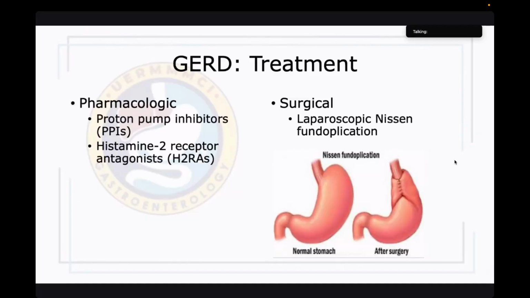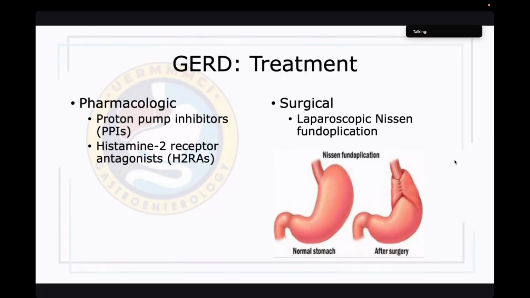The goal in pharmacologic management of GERD is inhibition of gastric acid secretion. While this does not really prevent acid reflux, as what happens in gastroesophageal reflux disease, it still improves symptoms of reflux and allows mucosal injury to the esophagus to heal.